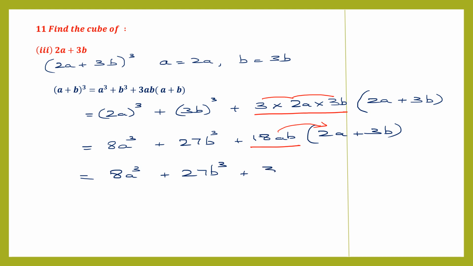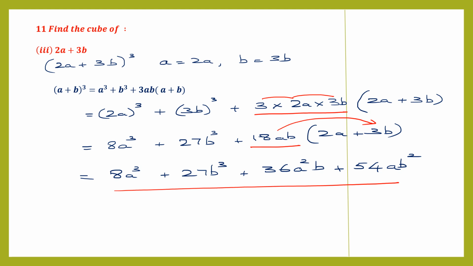18 twos are 36. A into A is A square B. So that is done. Now we have to do 18AB into plus 3B. So it's plus 18 threes are 54. AB into B is AB square. So this is our final answer. Let's rearrange it in the right order, so we'll leave it at this: 8a cube plus 27b cube plus 36a square b plus 54ab square.